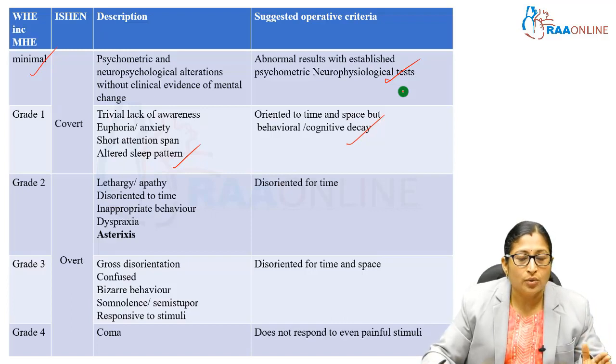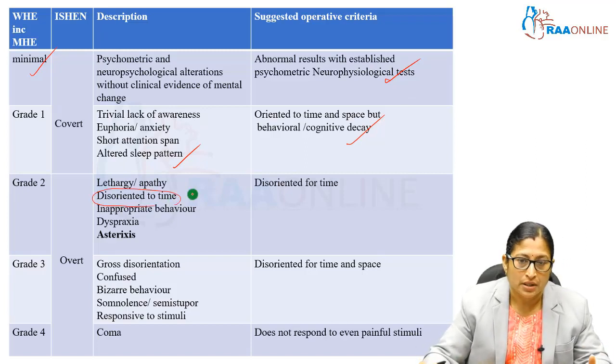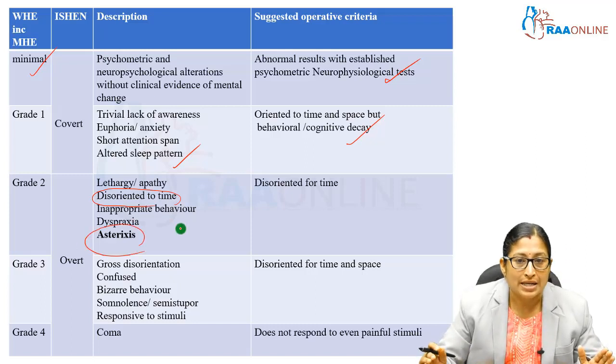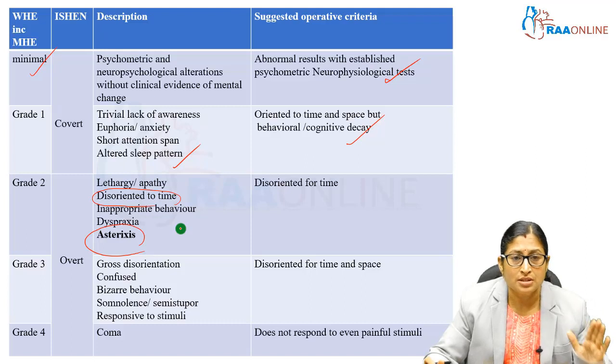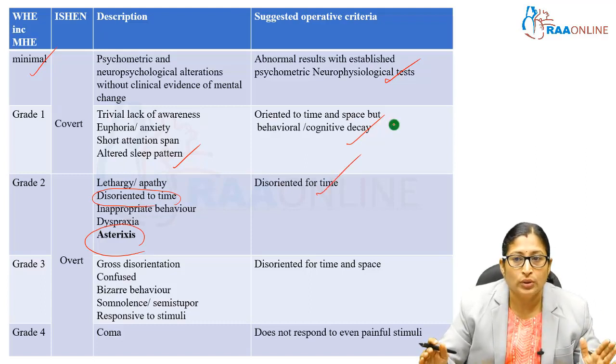Now, what is grade 2 hepatic encephalopathy? Here the patients, very importantly, are disoriented to time. They may be lethargic, apathetic, with inappropriate behavior, and a very important clinical sign is that they may have asterixis or flapping tremor. We'll see what it is. So asterixis or flapping tremor will be seen. This is grade 2, and the operational criteria is disorientation to time.